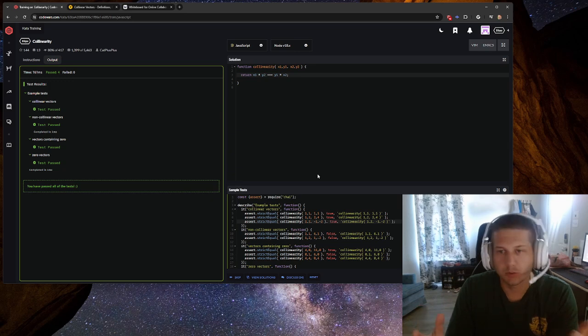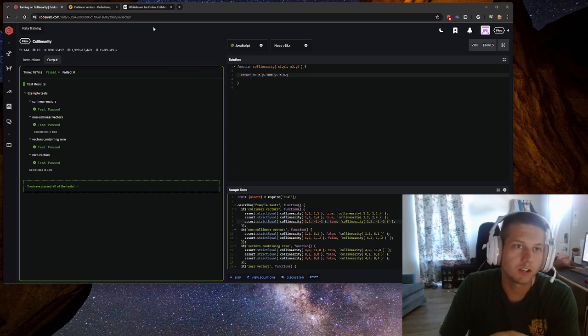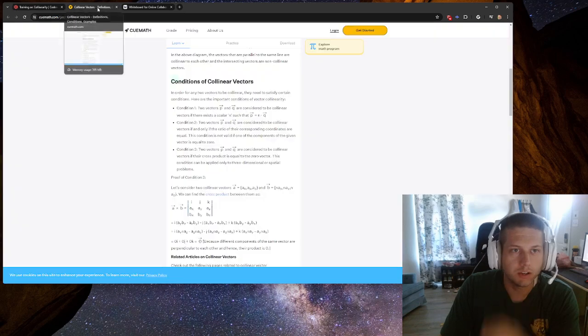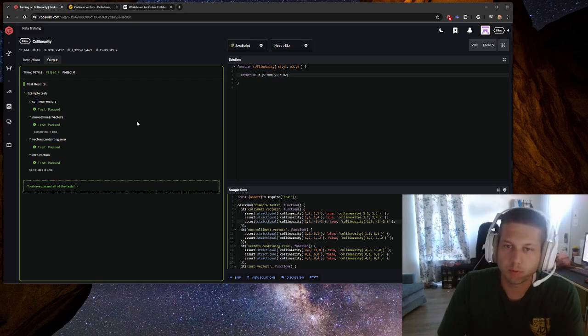Cool. Yeah, this is my first time doing a kata. I don't completely understand why this is working, so if you have any additional details on understanding collinear vectors, their definitions and conditions, and if you'd like to give me any tips, please feel free to do so.